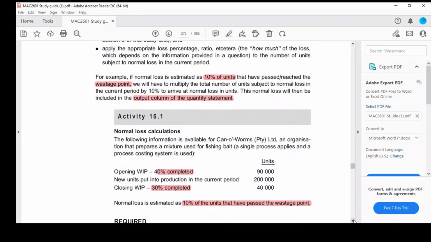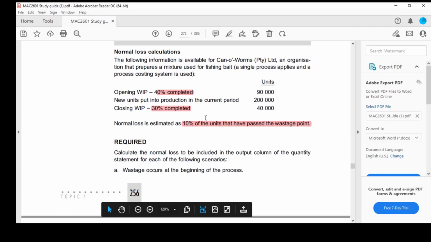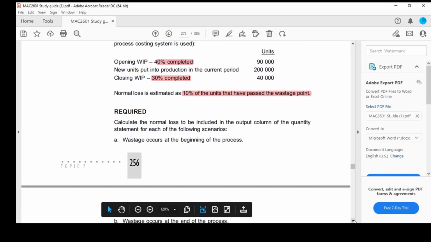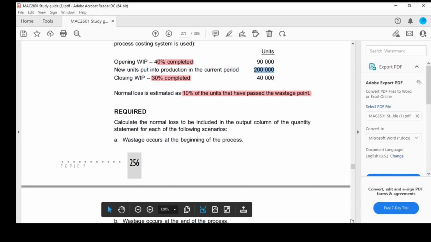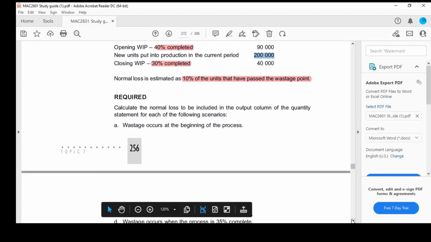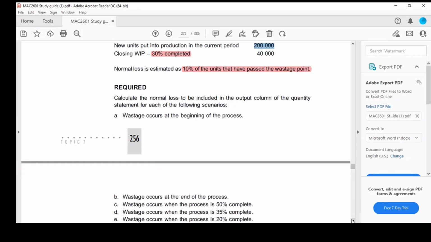Let's say this. We'll use the numbers here, but I'll try to use a practical example. Here they tell us wastage is at the beginning of the process. We've got 90,000 units coming from the previous process. We've got 200 that are put into the current period and current production. So let's use an example of coffee beans. You want to make coffee.